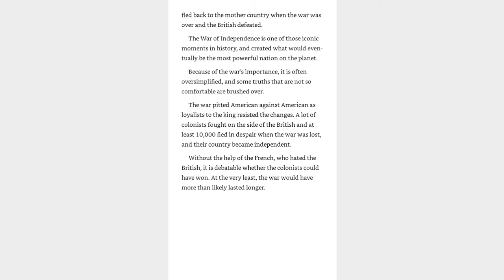Because of the war's importance, it is often oversimplified, and some truths that are not so comfortable are brushed over. The war pitted American against American, as loyalists to the king resisted the changes. A lot of colonists fought on the side of the British, and at least 10,000 fled in despair when the war was lost and their country became independent. Without the help of the French, who hated the British, it is debatable whether the colonists could have won. At the very least, the war would have more than likely lasted longer.